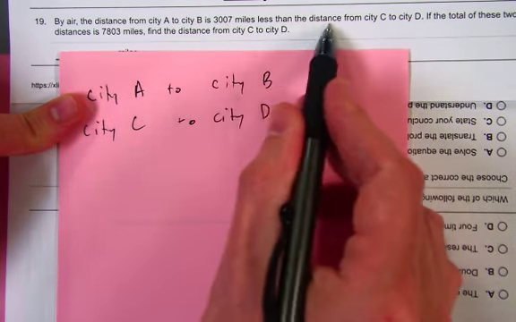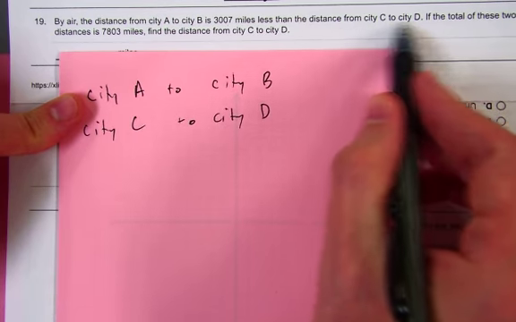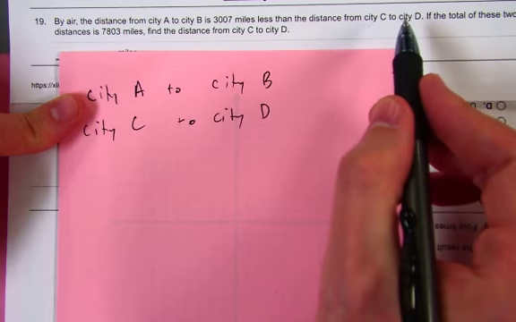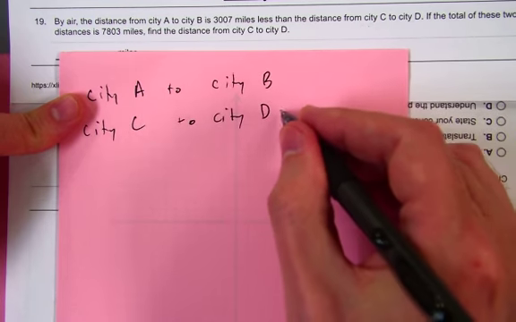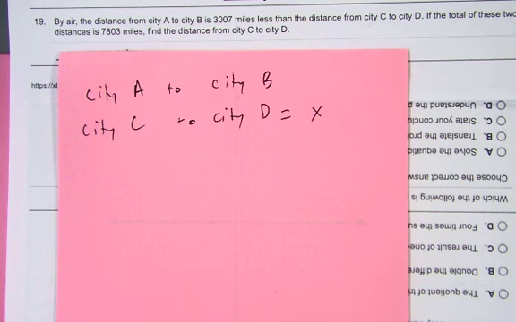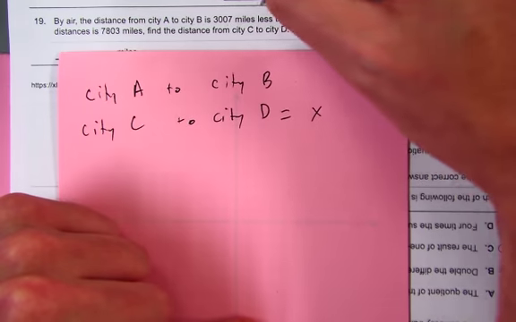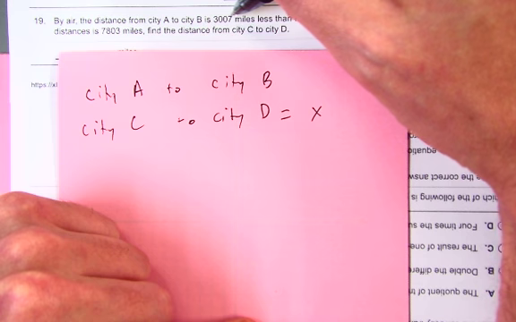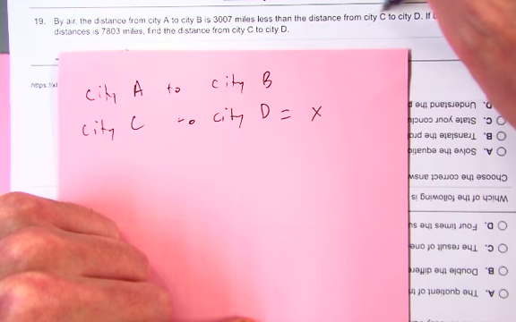I know this fact right here. Doesn't tell me much about it. I can maybe back into it, but it just doesn't give me much to work with. So when I have that situation, that's going to be my variable. And what variable do you use? It doesn't really matter. I'm just going to use x here, but you can use whatever variable letter you want. Okay? And then the distance from city A to city B is 3,007 miles less than x.